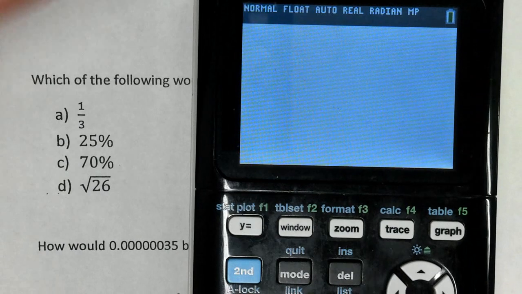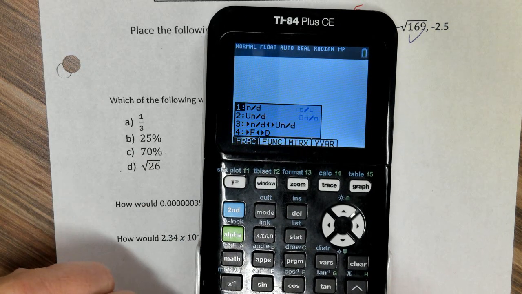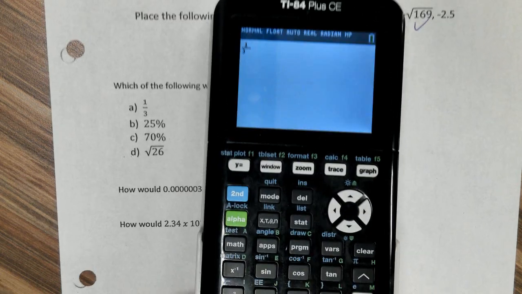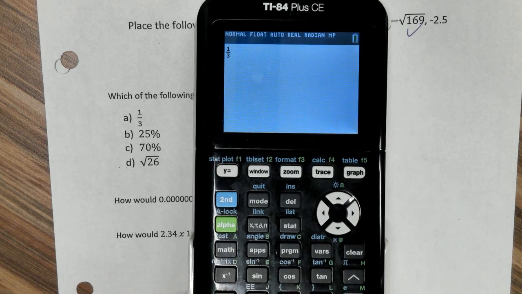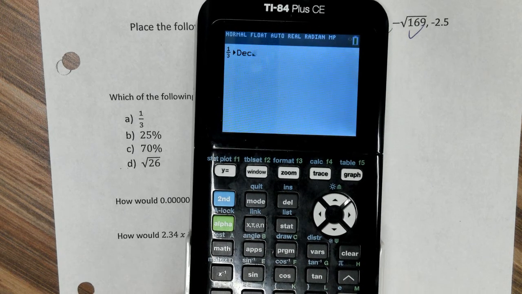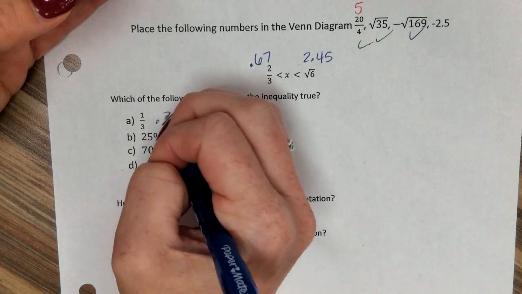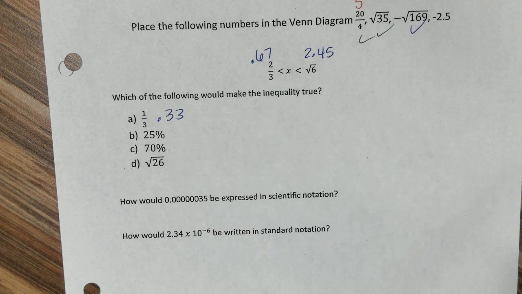So again, how do I put in a fraction? Alpha y equals option 1. So I type in 1/3. Now, before you hit math, you have to do what? You got to arrow out. Tab out, yeah. And then you hit math, decimal, enter. How much money is that worth? 33 cents. Would 33 cents fit between these two numbers? No. So do y'all see how this is actually like a 3rd grade question once you turn them into decimals?